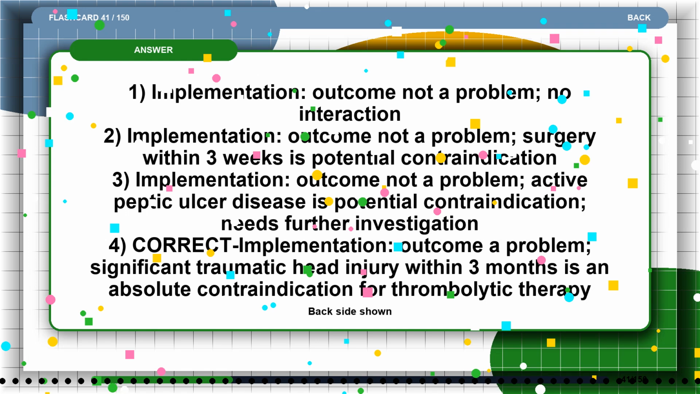The answer is 4. 1. Implementation. Outcome not a problem. No interaction. 2. Implementation. Outcome not a problem. Surgery within 3 weeks is a potential contraindication. 3. Implementation. Outcome not a problem. Active peptic ulcer disease is a potential contraindication. Needs further investigation for correct implementation. 4. Outcome a problem. Significant traumatic head injury within 3 months is an absolute contraindication for thrombolytic therapy.